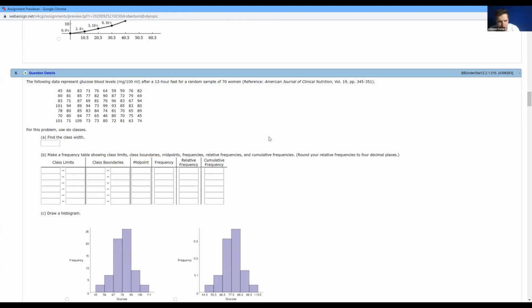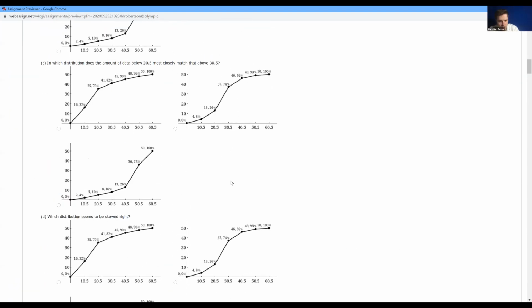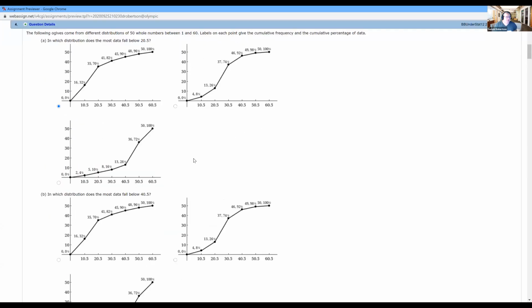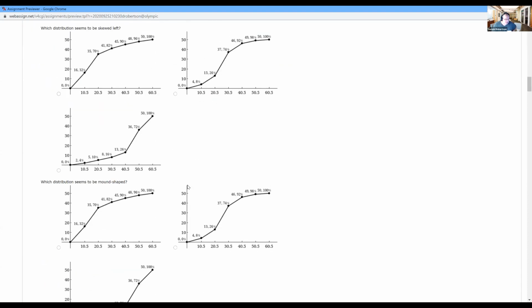Why isn't it the third one? Did I screw up here? Okay, let me look again. In which distribution does the most data fall below 20.5? It's the first one. At 20.5, there's 35% of the data. Isn't that more, the most, compared to the other two? That's what I'm getting at. Got to be careful with the English language.